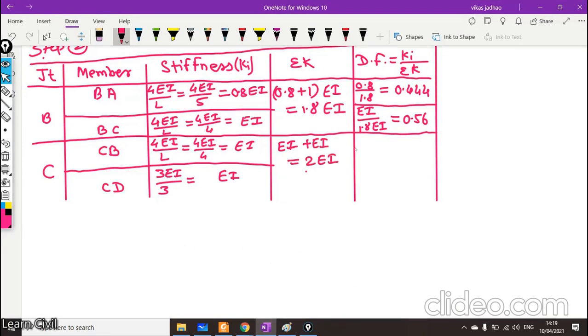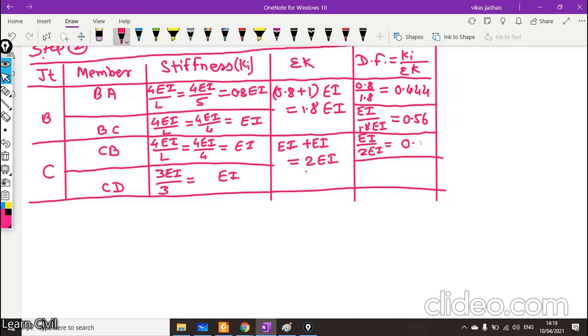And the distribution factor for CB will be equal to EI divided by twice EI, so this is equal to 0.5. And similarly for span CD, the distribution factor will be K divided by summation of K, so this will be EI divided by twice EI, which is again 0.5.